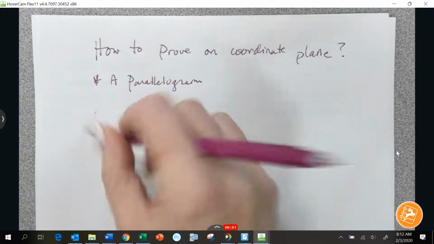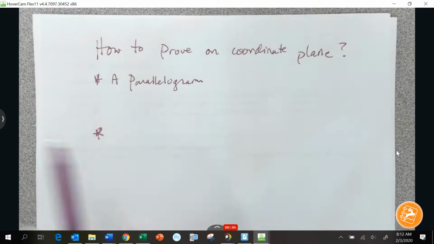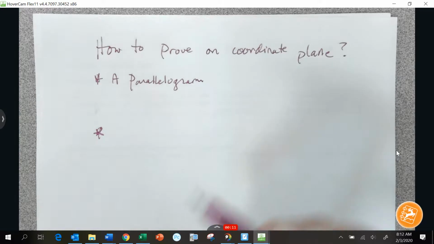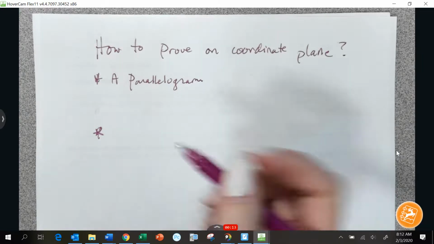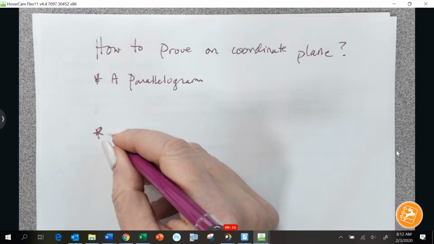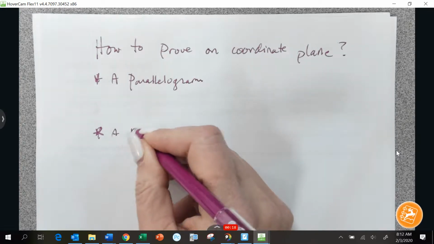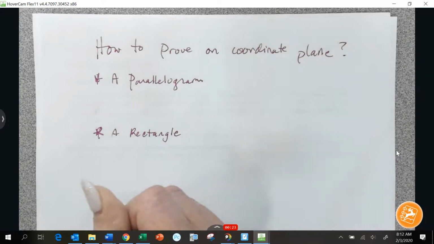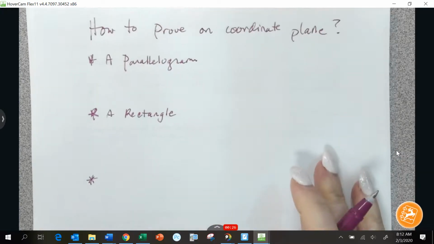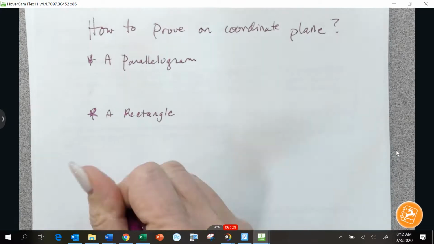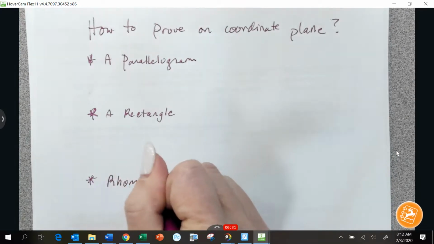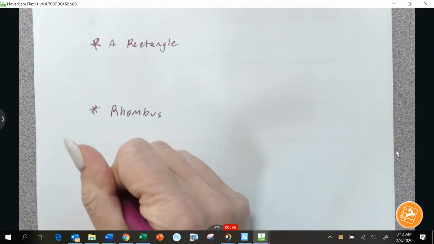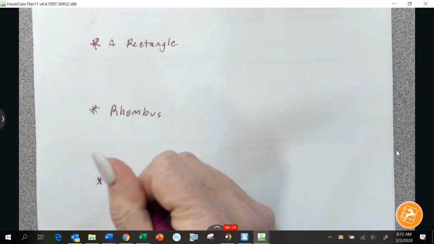Okay, so we're going to talk about how on a coordinate plane, how we could possibly prove that a figure is a parallelogram. On top of that, could we prove if a figure was a rectangle? If we could prove on a coordinate plane that a figure is a rhombus. And then on the coordinate plane, if we could prove that a figure is a square.